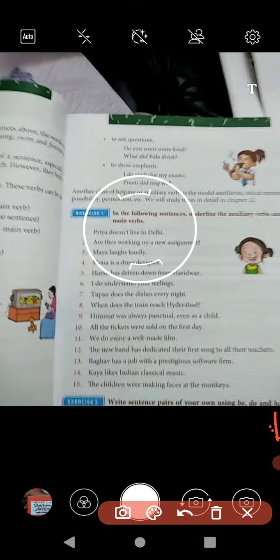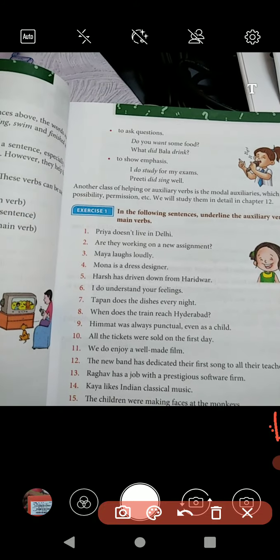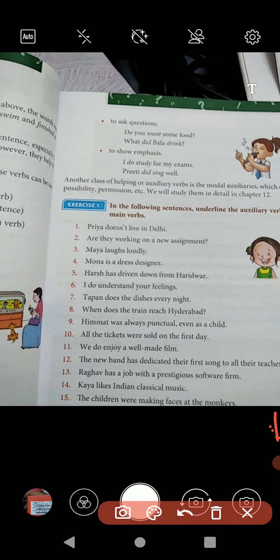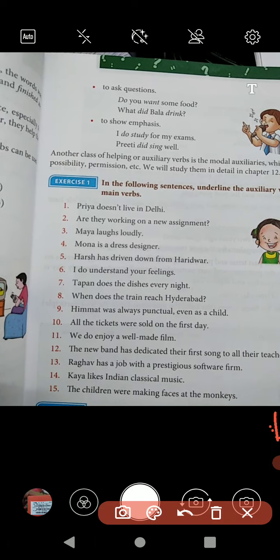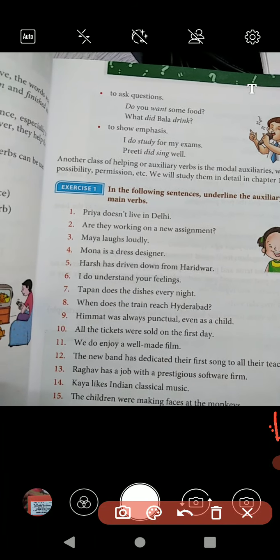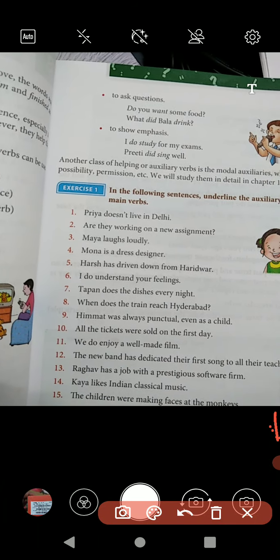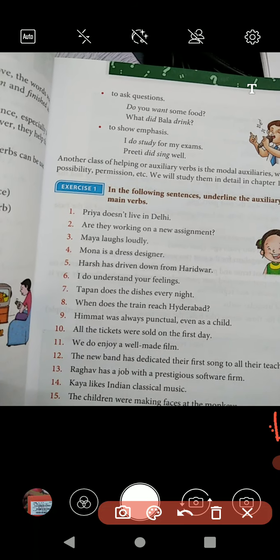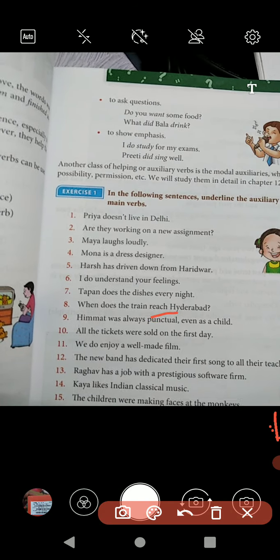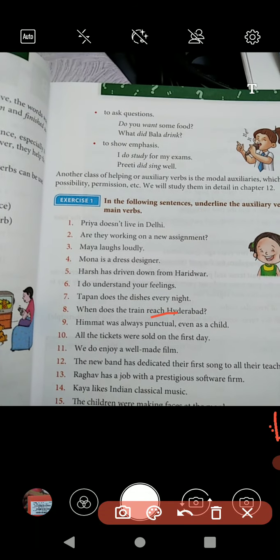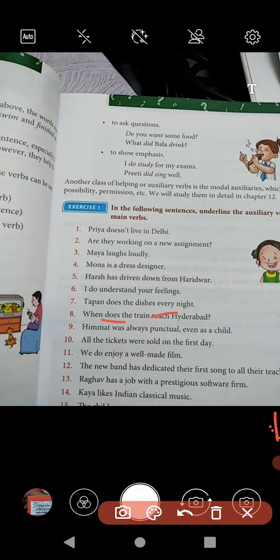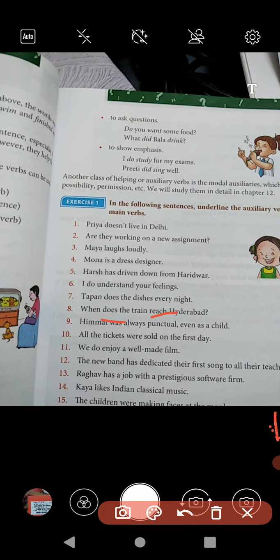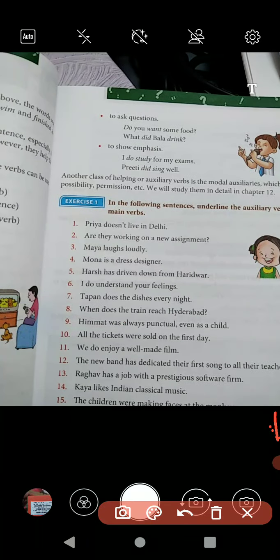Now eighth one. When does the train reach Hyderabad? So in this sentence, we have two verbs. The main verb is reach. And what is the auxiliary verb? The auxiliary verb is does. So does is the auxiliary verb and reach is the main verb.